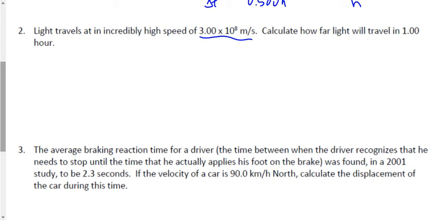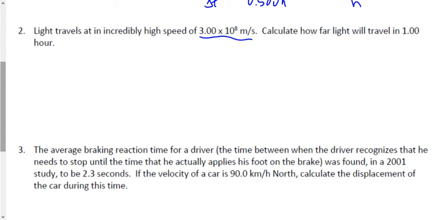So if light travels about 1 billion kilometers per hour, obviously in 1 hour, you're going to get about 1 billion kilometers. Okay? I don't know exactly what the number is, but it's big, really, really big.